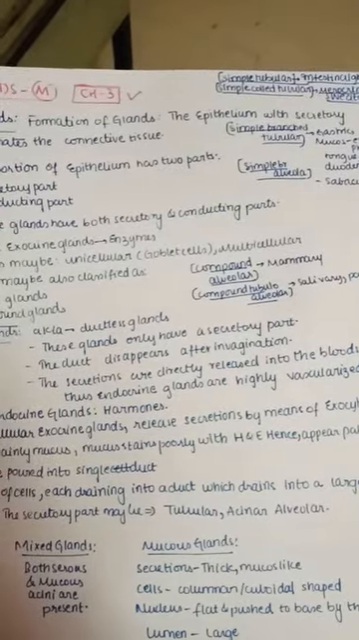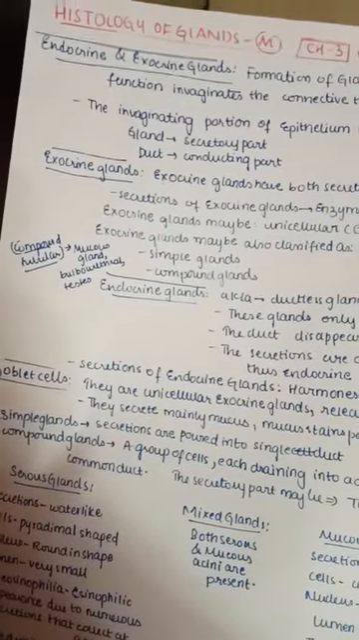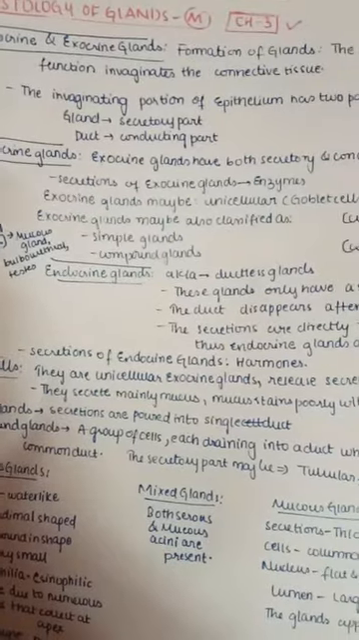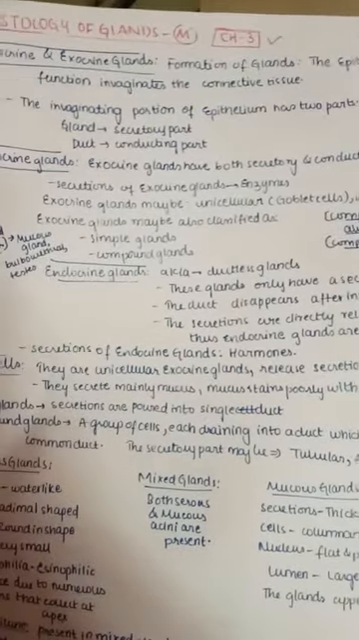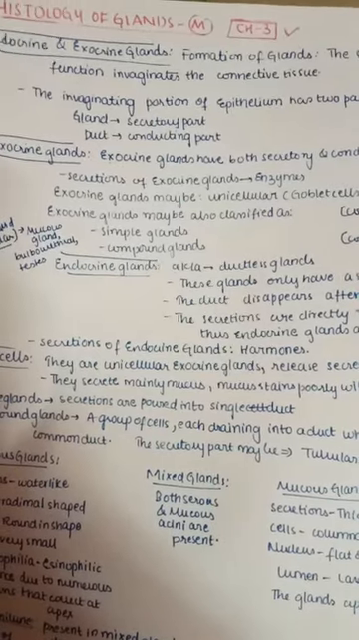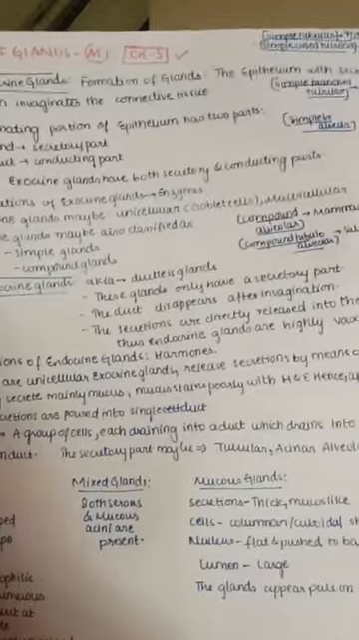The compound alveolar is mammary, compound tubulo-alveolar is salivary and pancreas, and we also have compound tubular, which is mucous gland, bulbourethral, and also testes. So these are the multicellular glands, apart from the goblet cell. The exocrine glands may also be classified as simple glands and compound glands, as we have seen with many examples of compound glands.